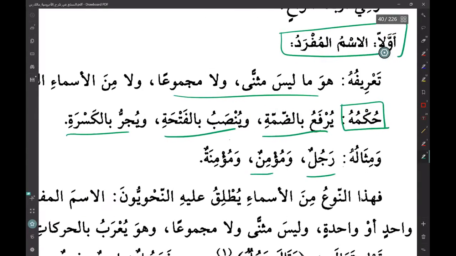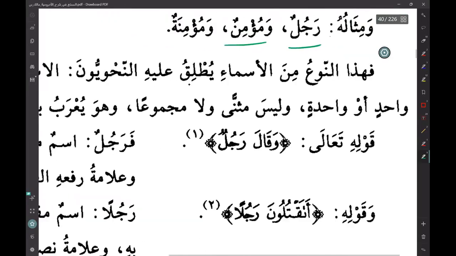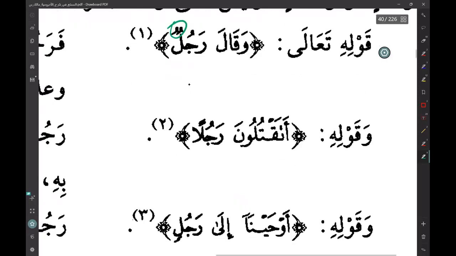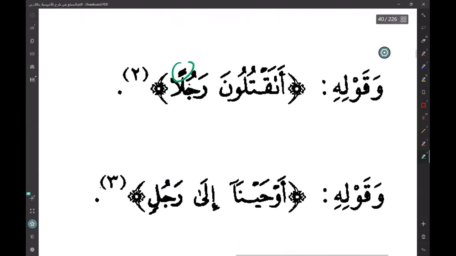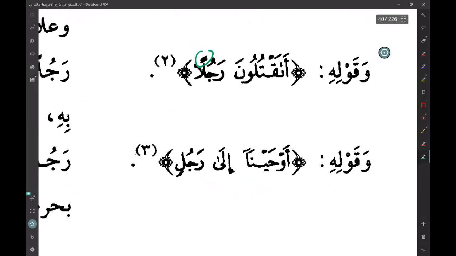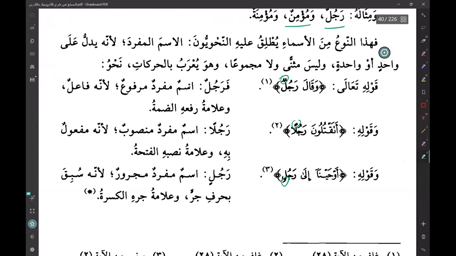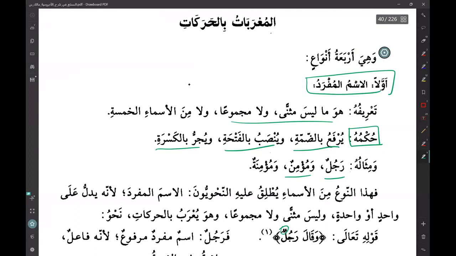So we have rajulun, mu'minun. Okay, so for example, I think this example we have seen before, right? Here Allah said, waqala rajulun. Okay, so this is your raf'. Why is it raf'? Because this is the subject of the verb. Then we have another one, taqtuluna rajulan. Okay, so this is your object, and we have awhayna ila rajulin. This is majrur because of harful jarr. Okay, this is something that we talked about, nothing new going on here. So the only thing we now know is how we do i'rab of the singular nouns. It is your asl. Clear?